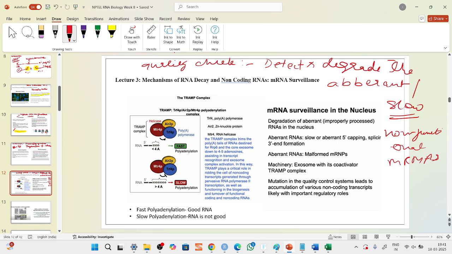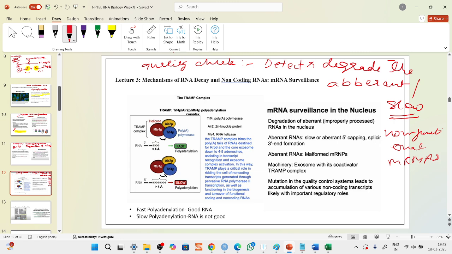First, if it has improper five prime capping or three prime tailing. If the 5 prime cap is not proper and the 3 prime end is not proper, then we can say it is an aberrant mRNA. Second, which is very important, is that it has malformed mRNPs. That means the ribonucleoprotein complexes which are formed are also not functional. Then also we can say that those RNAs are aberrant mRNAs.